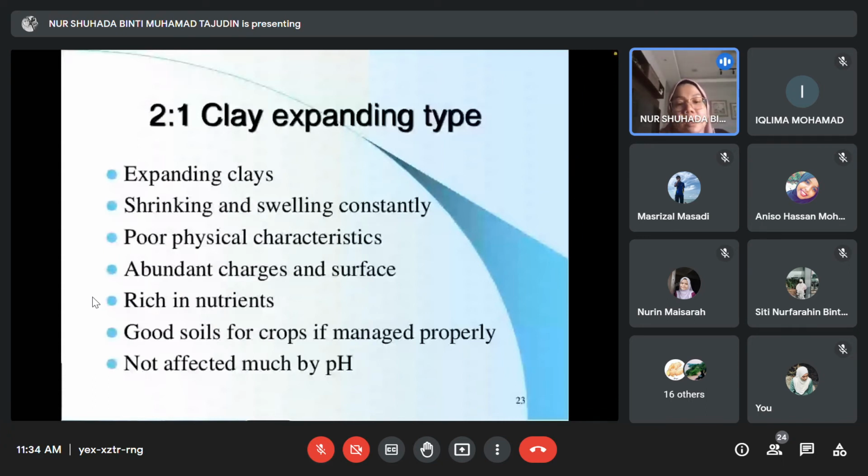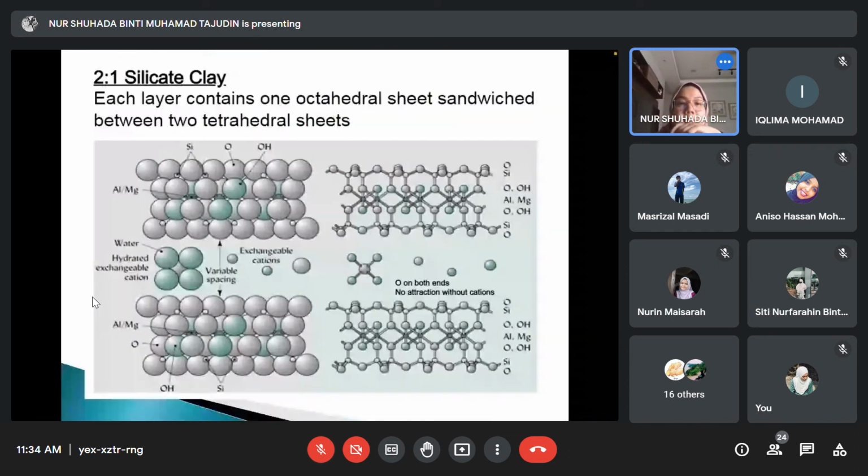Good soils for crops, if managed properly, are not affected much by pH, meaning that the charges are from the isomorphous substitution process. Remember, charges in soils come from 2 factors: pH dependence or isomorphous substitution. So the 2-to-1 type of clay mostly depends on isomorphous substitution.